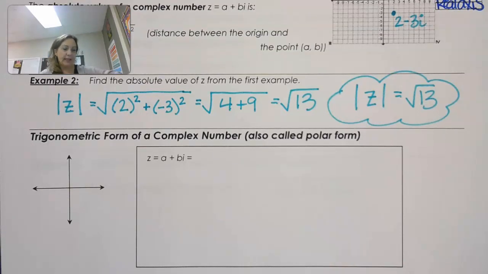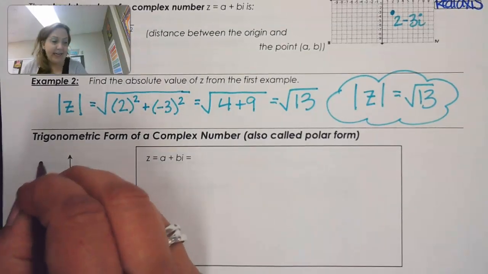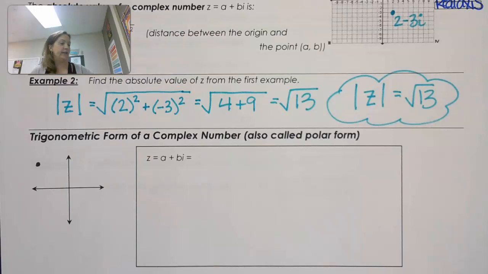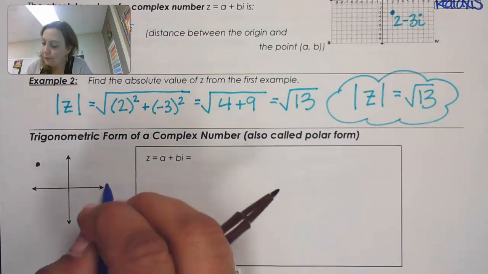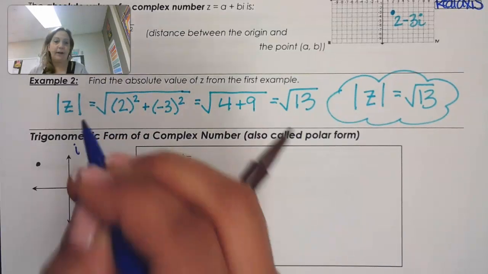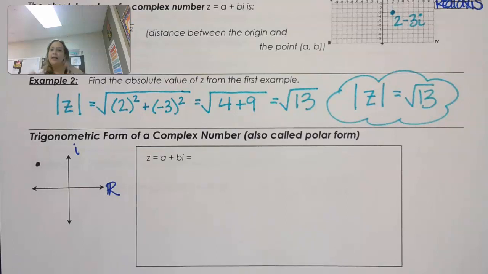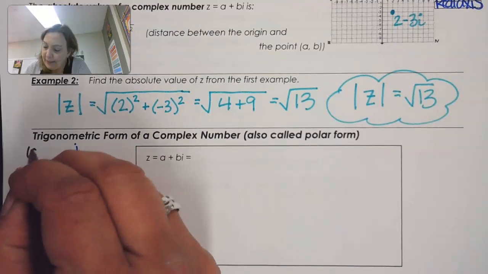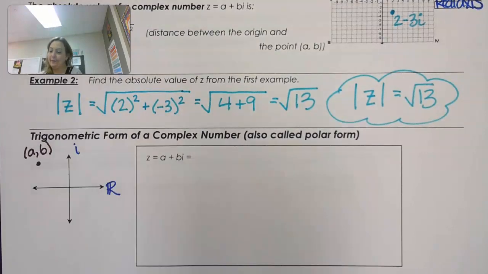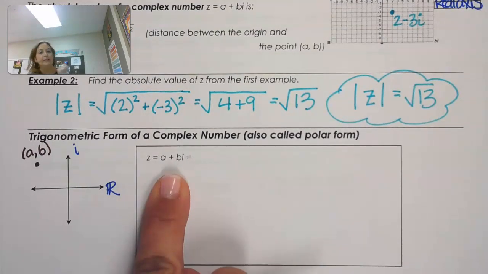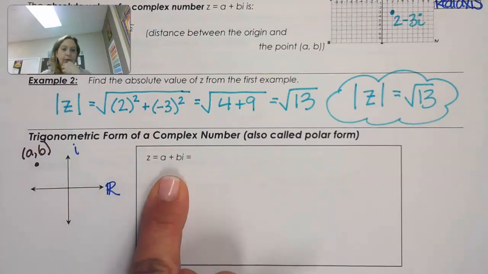I want us to think about a specific point (a, b) in our complex plane. This would be our real axis, and this would be our imaginary axis. You can put the point anywhere. This is going to be that point (a, b) that represents the placement of that complex number z.